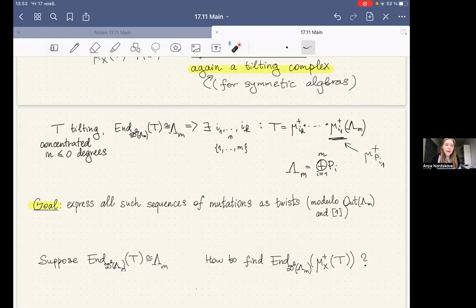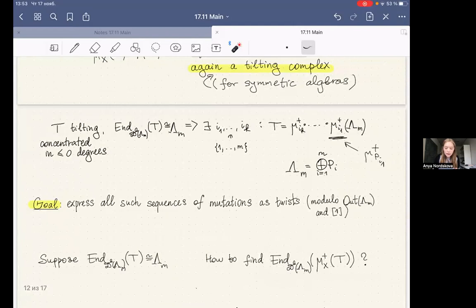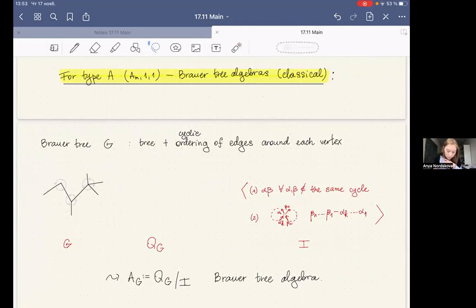For type A, which was done before me by Van Roosmalen and Volkov, there is a very nice combinatorial classical model which allows one to control these mutations. And let me talk very quickly about it. So I will talk about type A_m, so about type A, and these are Brauer tree algebras. And I must apologize to experts. I know that Brauer tree algebras also have an exceptional vertex with some multiplicity. And here, when I say Brauer tree algebra, I will mean without an exceptional vertex, without multiplicity. And again, if this is the first time you hear this, just forget what I just said.